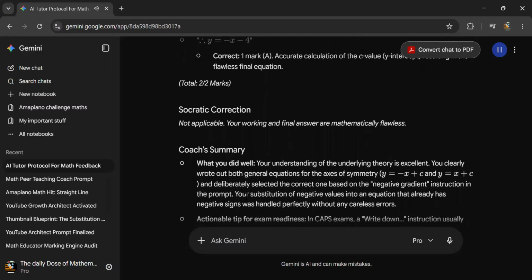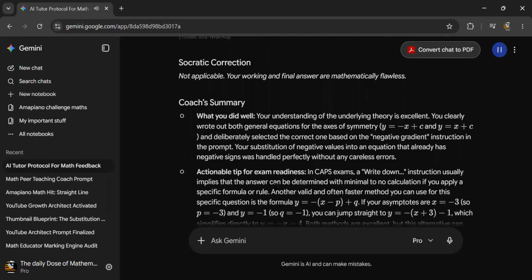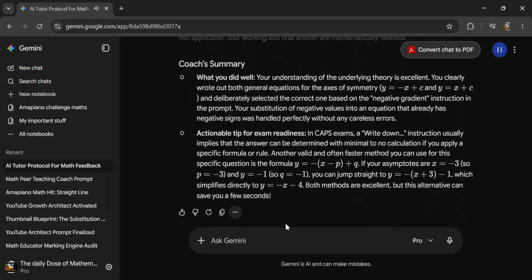Coach's summary. What you did well. Your understanding of the underlying theory is excellent. You clearly wrote out both general equations for the axes of symmetry, y equals x plus c and y equals -x plus c, and deliberately selected the correct one based on the negative gradient instruction in the prompt. Your substitution of negative values into an equation that already has negative signs was handled perfectly without any careless errors.